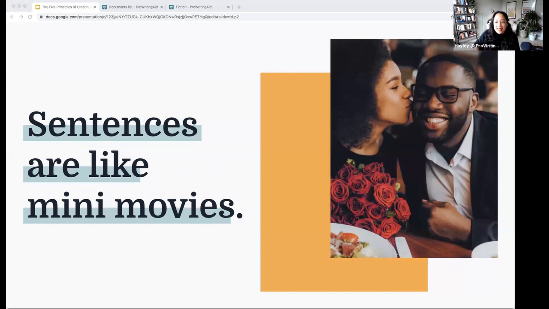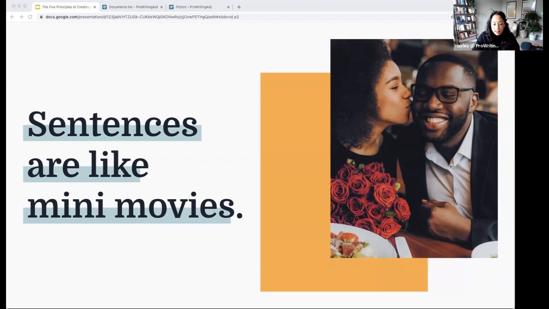That sentence in itself is a complete story. You can picture it yourself. That's the same thing for every single sentence in our books. Every sentence in our book is its own mini movie, and we need to focus sentence by sentence in order to make sure that our whole book makes sense.